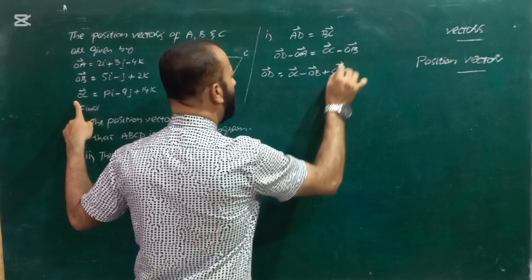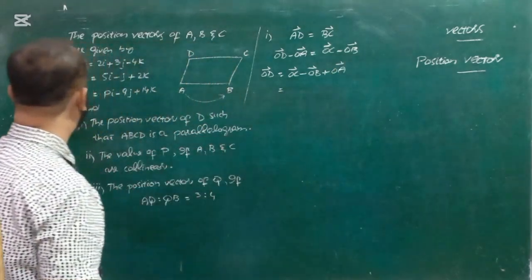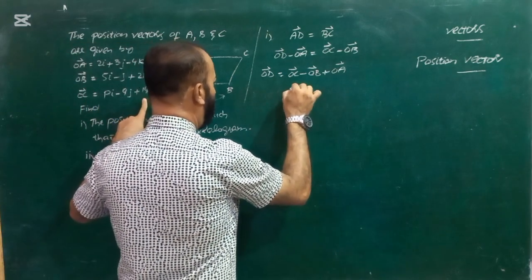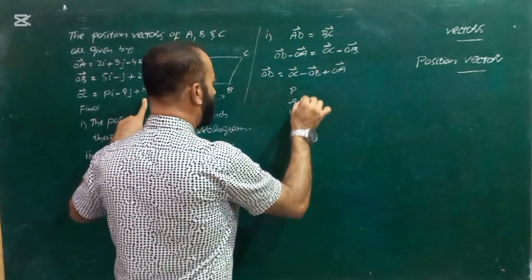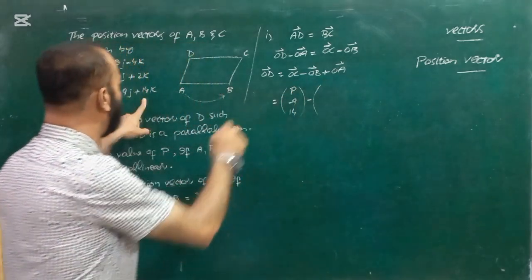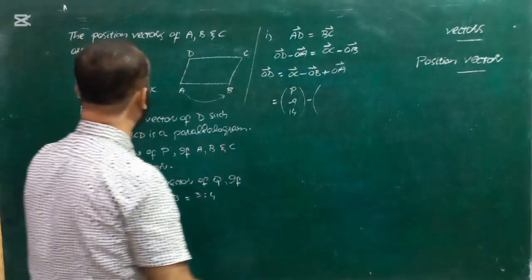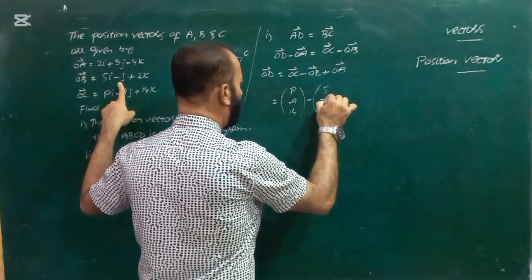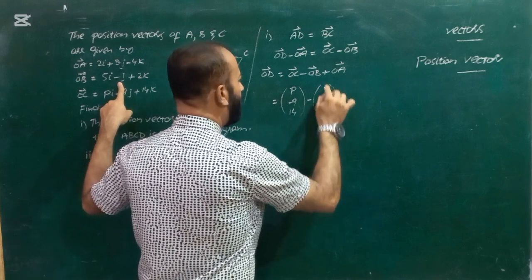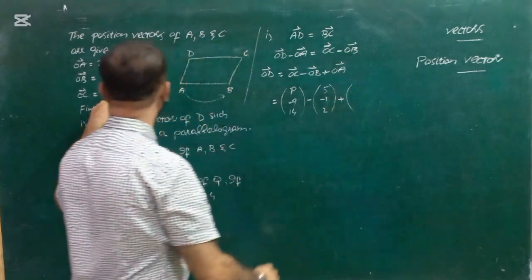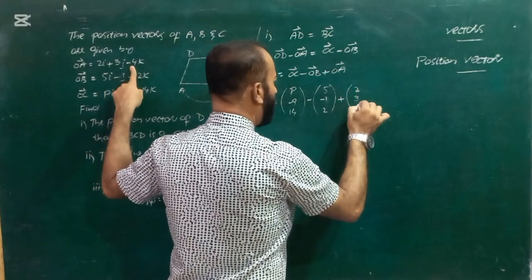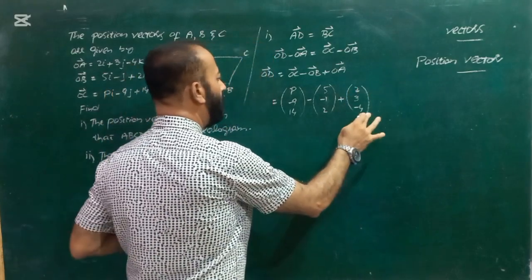So now putting values here, OC is P minus 9 14. So P minus 9 14, this minus sign is here, and OB is 5 minus 1 2, 5 minus 1 2, this plus sign is there, and OA is 2 3 minus 4, so 2 3 minus 4. Okay, you will solve it now.